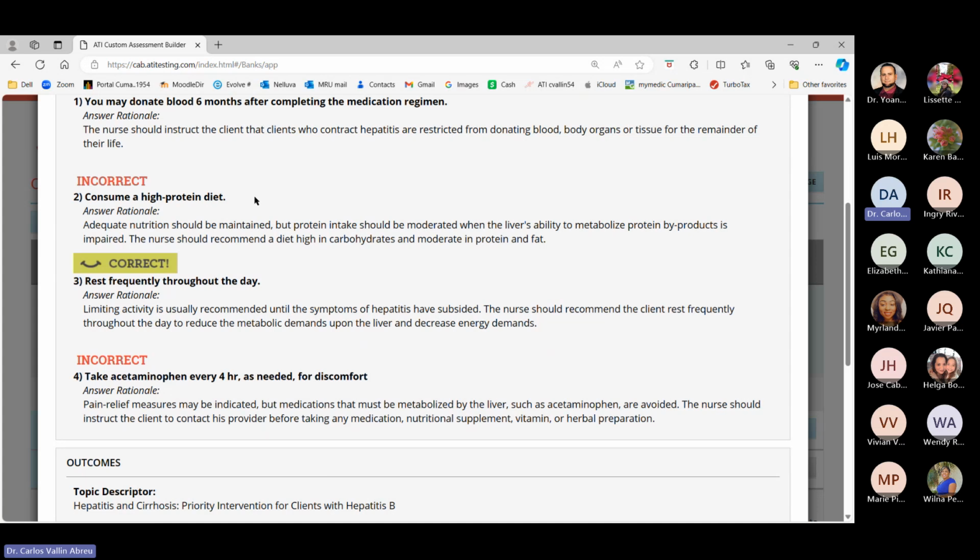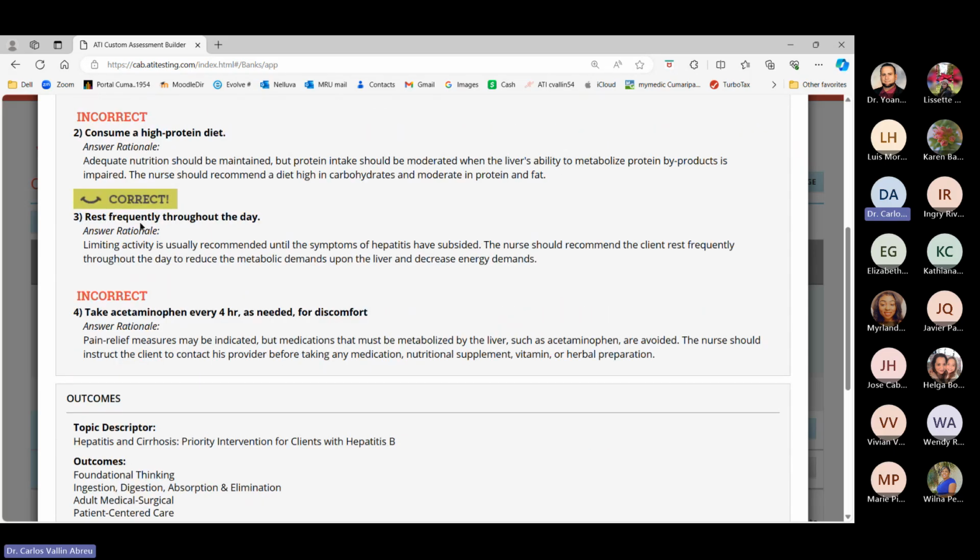"Consume a high protein diet." It is questionable. "Rest frequently throughout the day." And take, okay, this is incorrect. You cannot take medication that is hepatotoxic. So don't take acetaminophen every 4 hours because it's a very strong dose.